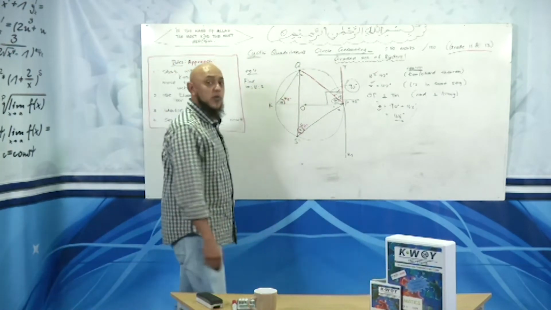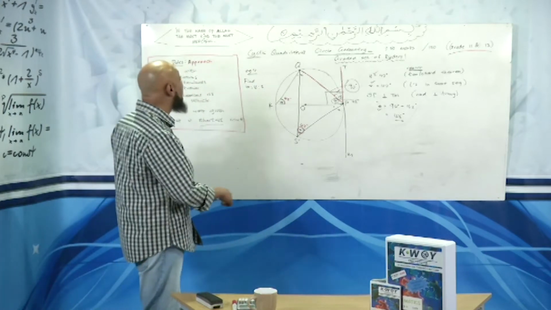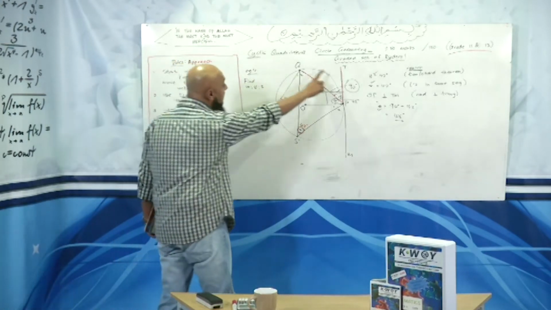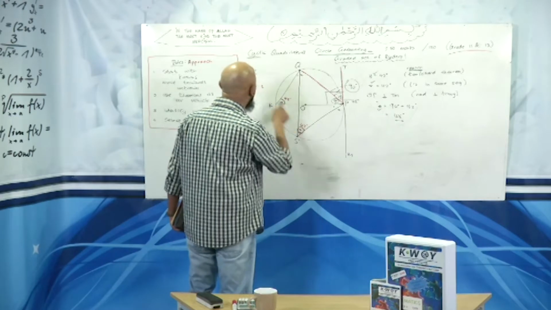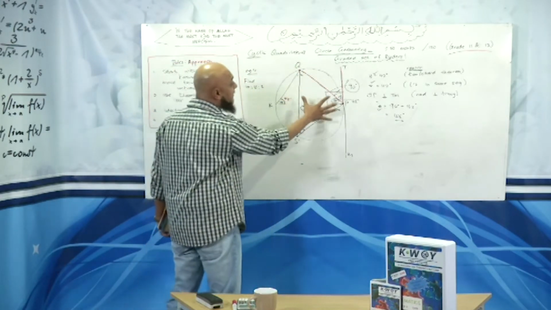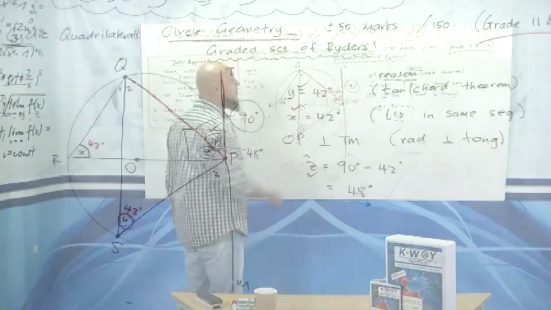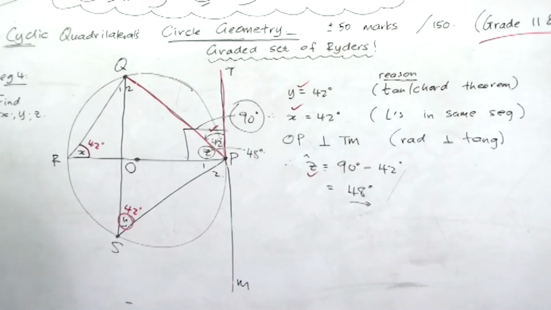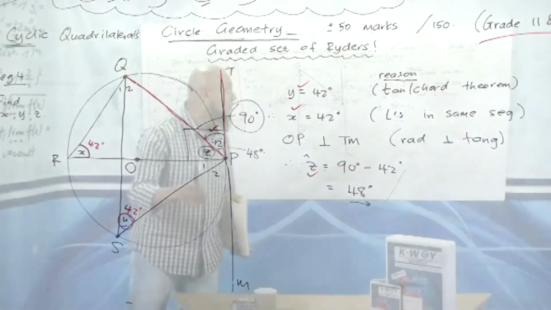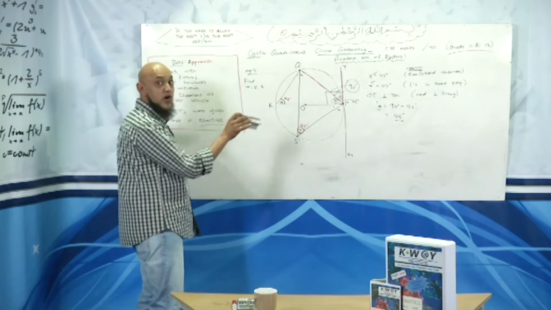We ended our first segment before the ad break with cyclic quadrilaterals. We now did circle geometry. We did example number 4. We gave you a diagram and told you to solve for x, y and z. We are busy with a graded set of riders. So guys, I told you, no homework during the break.